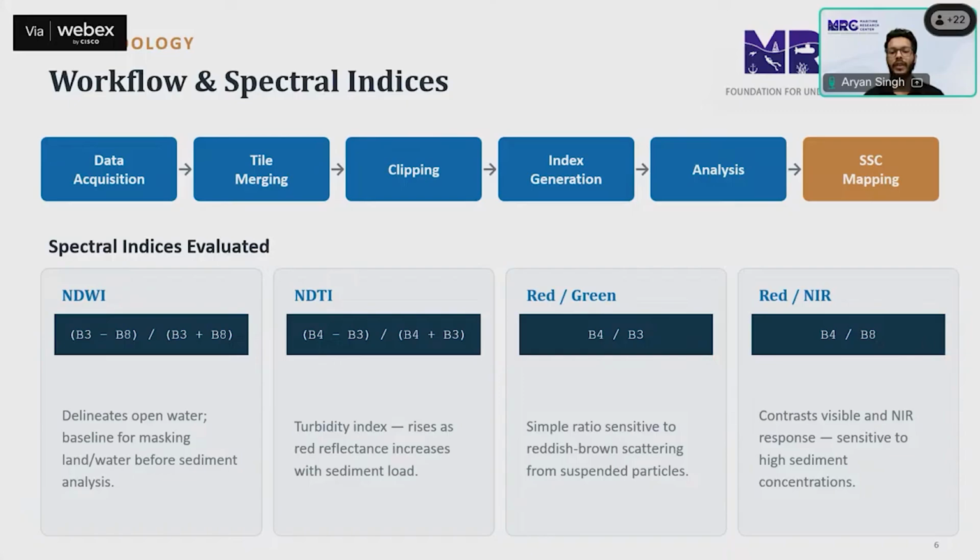So I calculated four indices for both of the dates. NDWI was basically used to separate water from land, and then NDTI tells about the turbidity. So I had included that also, and then both of the ratios were used because they display the change in color with the change in the concentration of sediment.